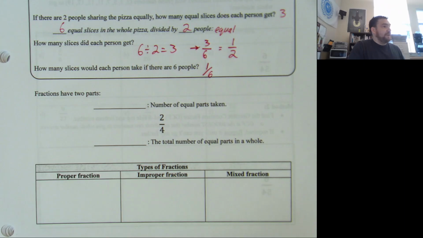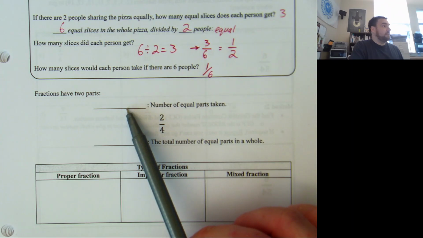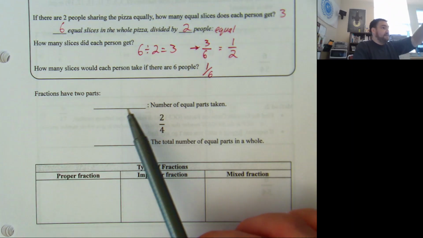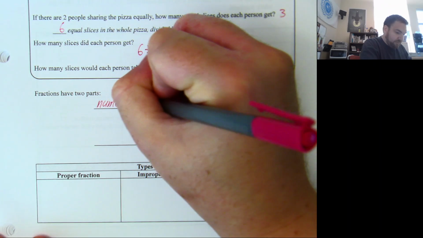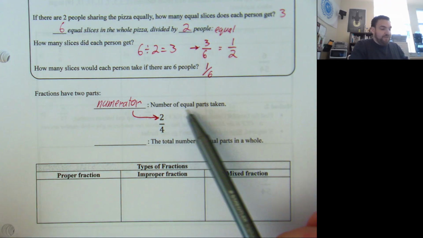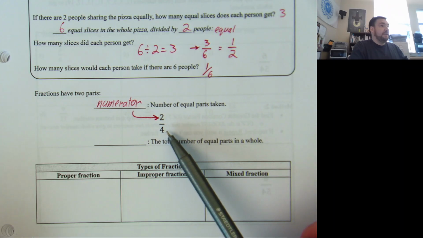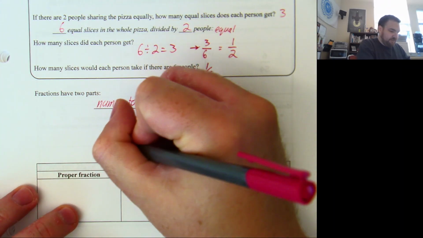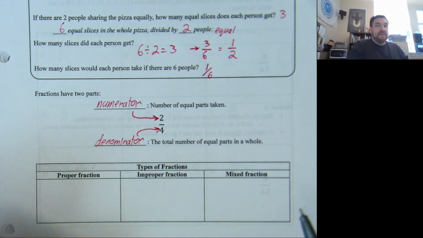Okay, fractions have 2 parts. What do we call the top part of a fraction? What's the language that we use to represent the top part of a fraction? Yes, it's the numerator. So the numerator is that top part, or in the examples we had previously, it's the number of equal parts taken. And the bottom of the fraction is called the denominator. Love it. That's how many there are in all of something, the whole of the thing.